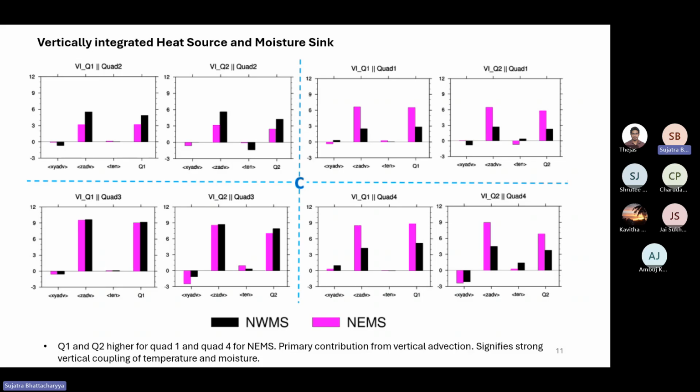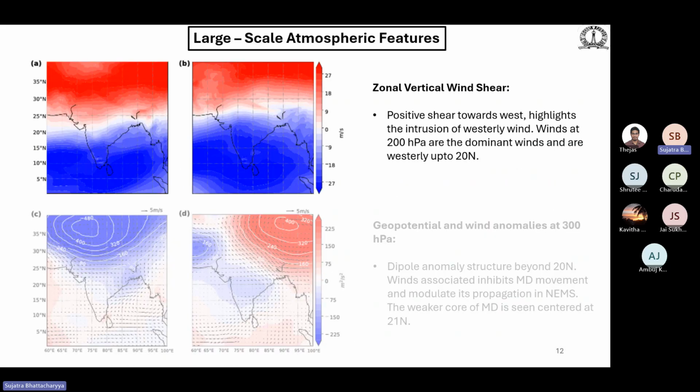So these are internal variabilities of both these combinations. And if you go for the large scale atmospheric features, how the large scale features are different for different depressions. So this is for the northeast moving case and this is for the northwest moving case. What we have plotted here is the zonal vertical wind shear. So in the northeast moving case, you can see the positive wind shear kind of comes down to around 22 or 23 degree north in the west and central India region. Whereas in the northwest moving cases, it is mostly located beyond 25 degree north.